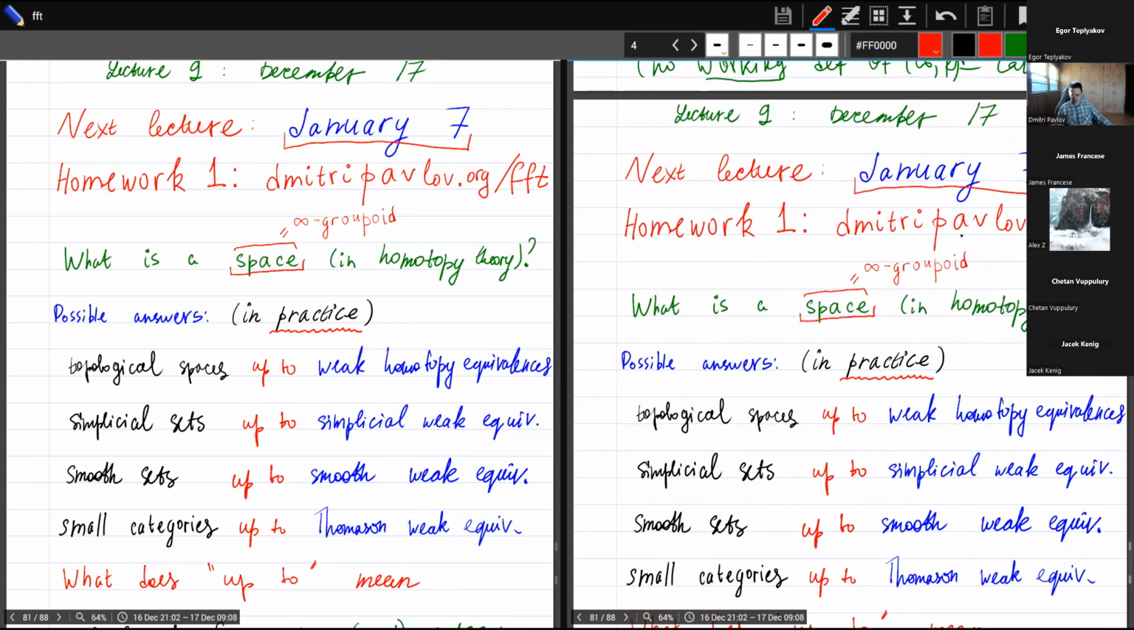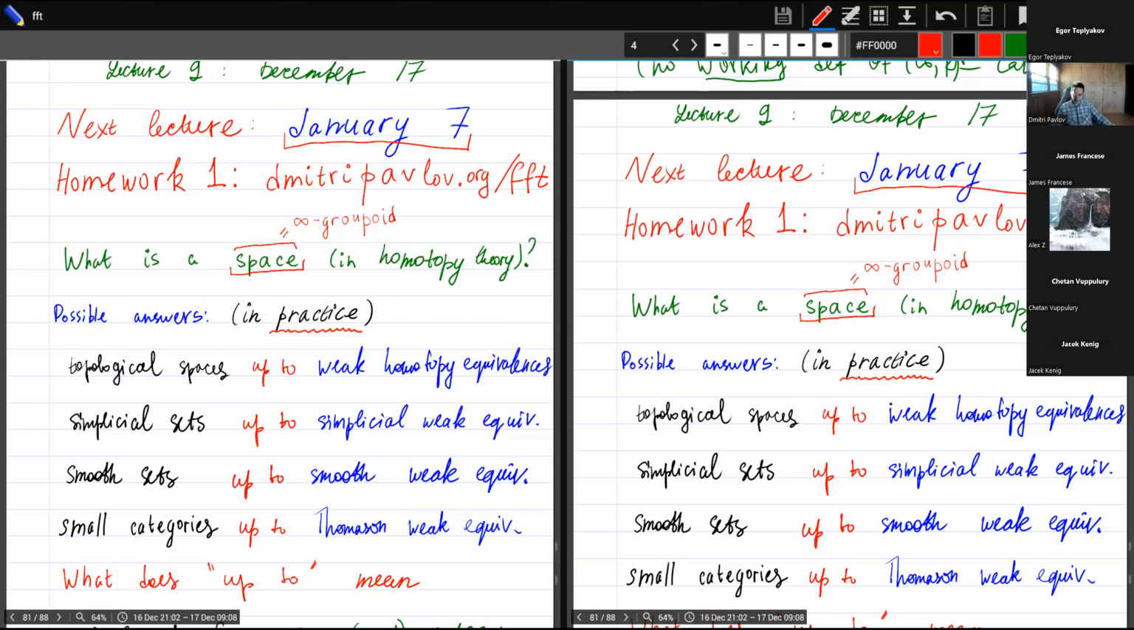And yeah, so there are many answers. Perhaps the most familiar answer will be topological spaces. And these will be topological spaces, but you identify topological spaces that are weakly homotopy equivalent.